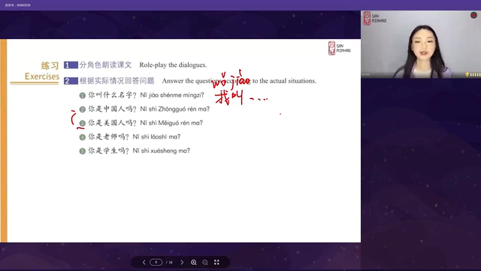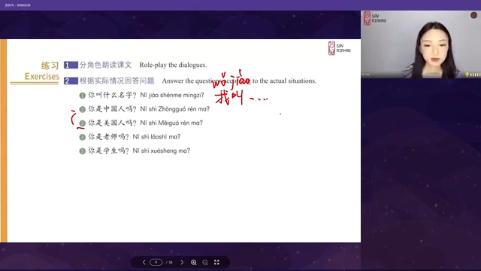Now let's move on to the next question. 你是老师吗? 老师 means teacher, right? We've just learned it. So this question is, are you a teacher? Try to answer it. If you are, then it is 我是老师. If you are not, then 我不是老师. Okay?